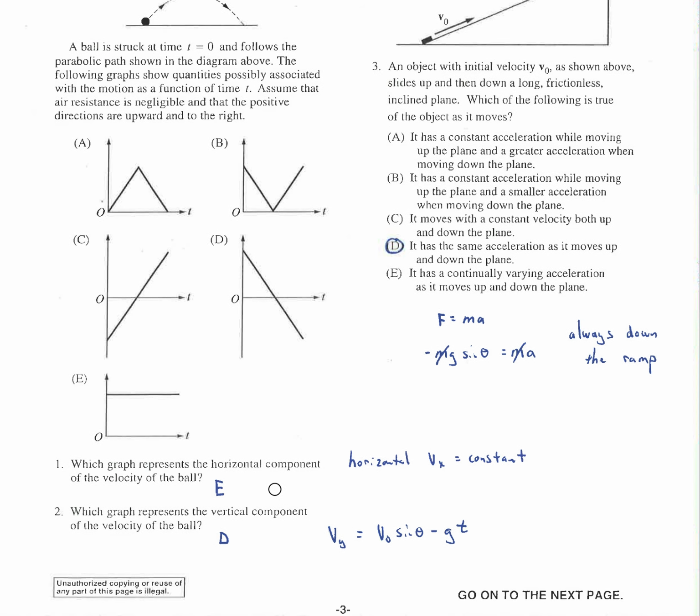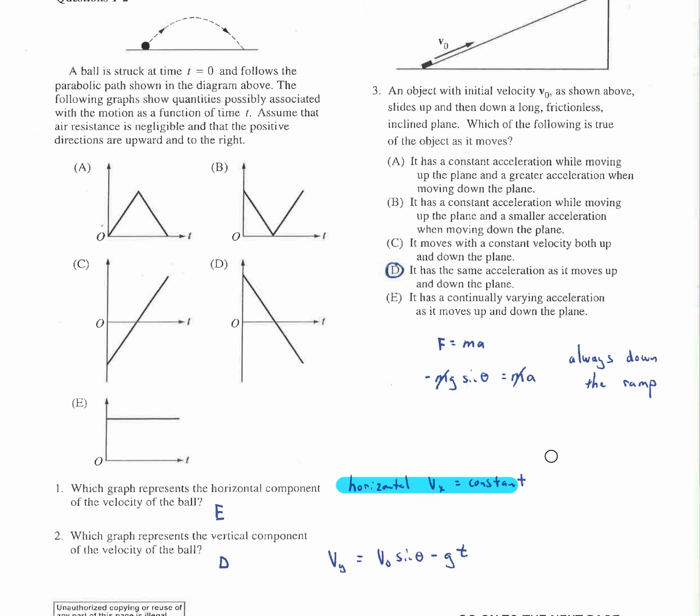I'm going to ask 2 questions. Which graph represents the horizontal velocity? All right, number 1, horizontal velocity in projectile motion is constant. Remember, gravity only pulls this thing down. There are no forces in the x direction, so the horizontal velocity cannot get affected. So specifically, not only is it constant, but we know what it is. It's just v naught cosine theta.